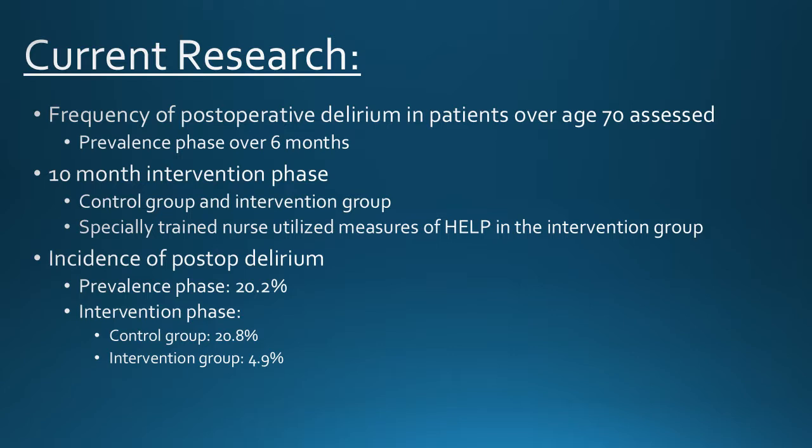status. The results of this study support the use of a specially trained nurse to screen patients at risk for delirium and train other nursing staff in delirium prophylaxis methods that could substantially reduce the incidence of post-op delirium in the elderly. The incidence of post-op delirium in this study showed the prevalence phase had an incidence of 20.2%. During the intervention phase, the control group had an incidence of 20.8%, which was very comparable to the prevalence phase of 20.2%. However, in the intervention group, the incidence of post-op delirium was only 4.9%, showing that the interventions had a significant difference in the occurrence of post-op delirium.